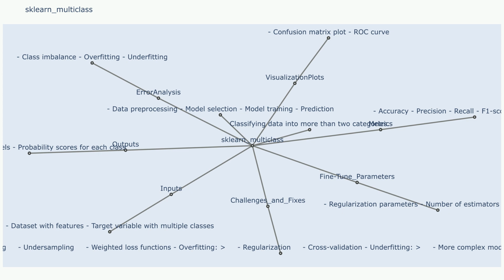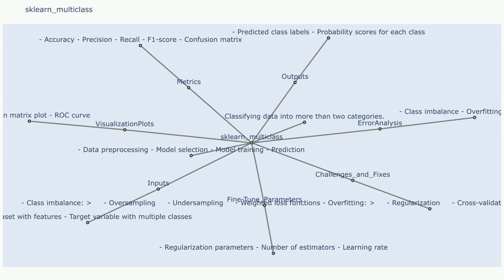Wider intervals suggest higher uncertainty. Challenges and fixes. Challenge 1: Overfitting. This happens when the model learns the training data too well and fails to generalize to new data. Sample use case that resulted in challenge 1: a model trained on a small dataset with many features may overfit, resulting in poor performance on unseen data.